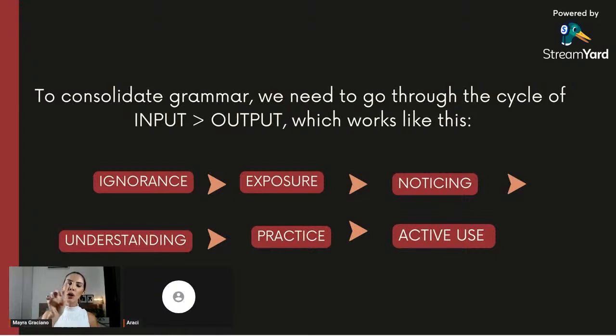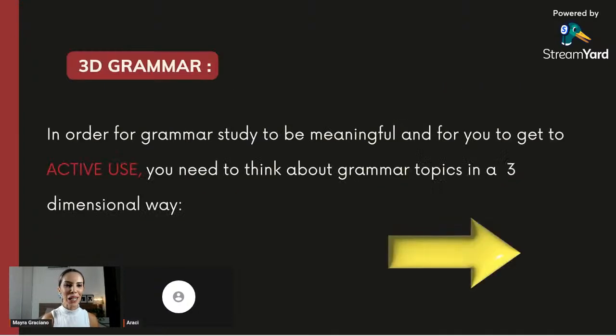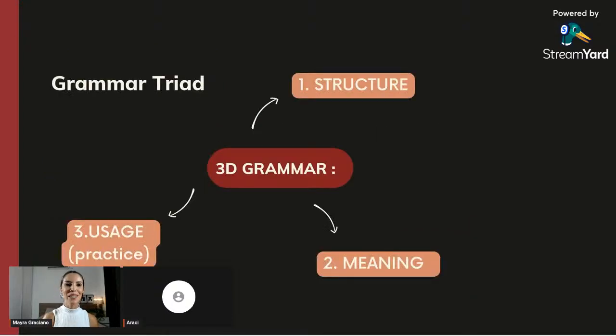Okay. So you're gonna go through the cycle of input to the output. And this is exactly where magic happens. Okay. This is where magic happens. So, in order for grammar study to be meaningful and for you to get to active use, as I was mentioning, you need to think about grammar and the grammar topics in a three-dimensional way. I like to call it 3D grammar. So think about it, 3D grammar, okay? Or the grammar triad. What is this, teacher? What is the grammar triad?